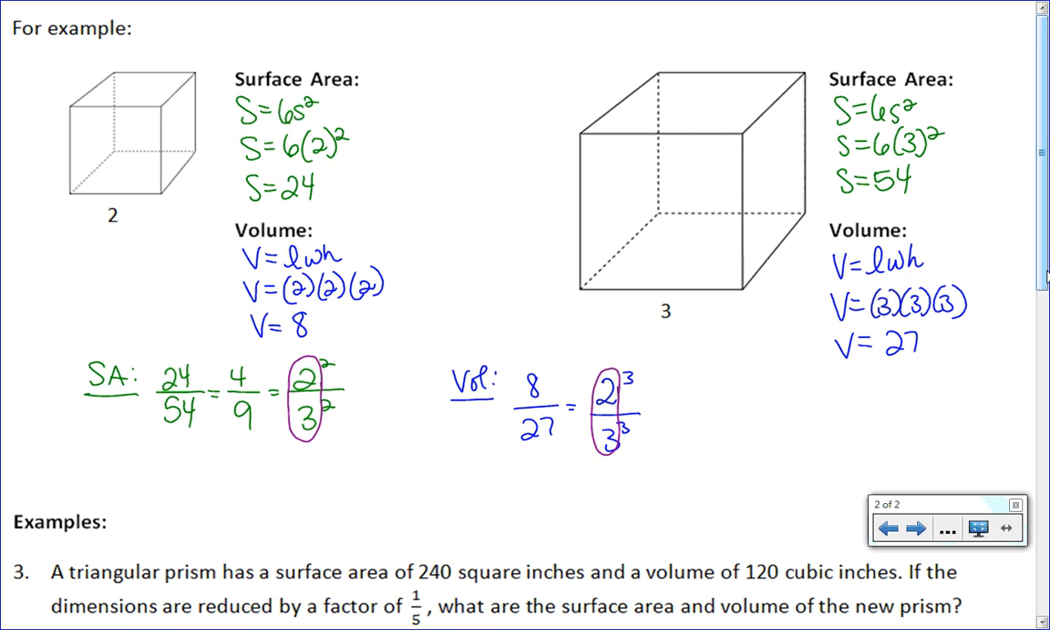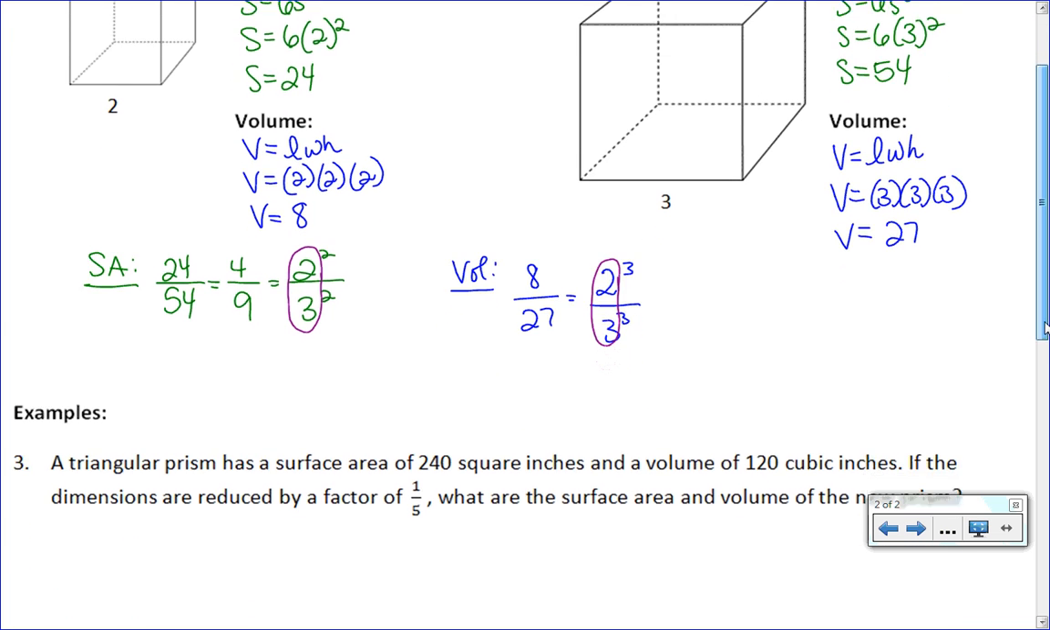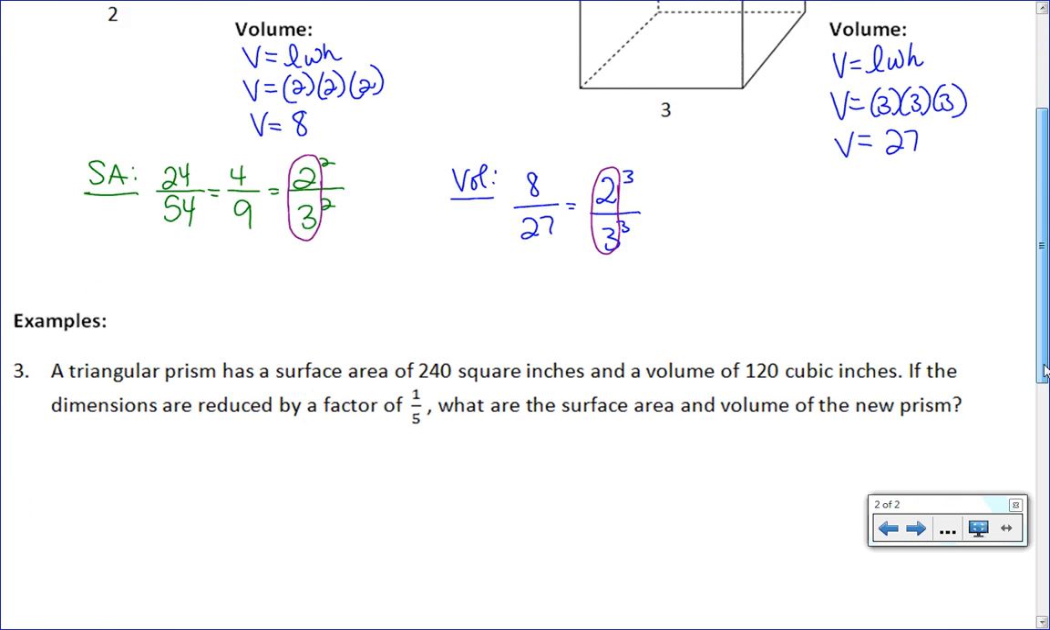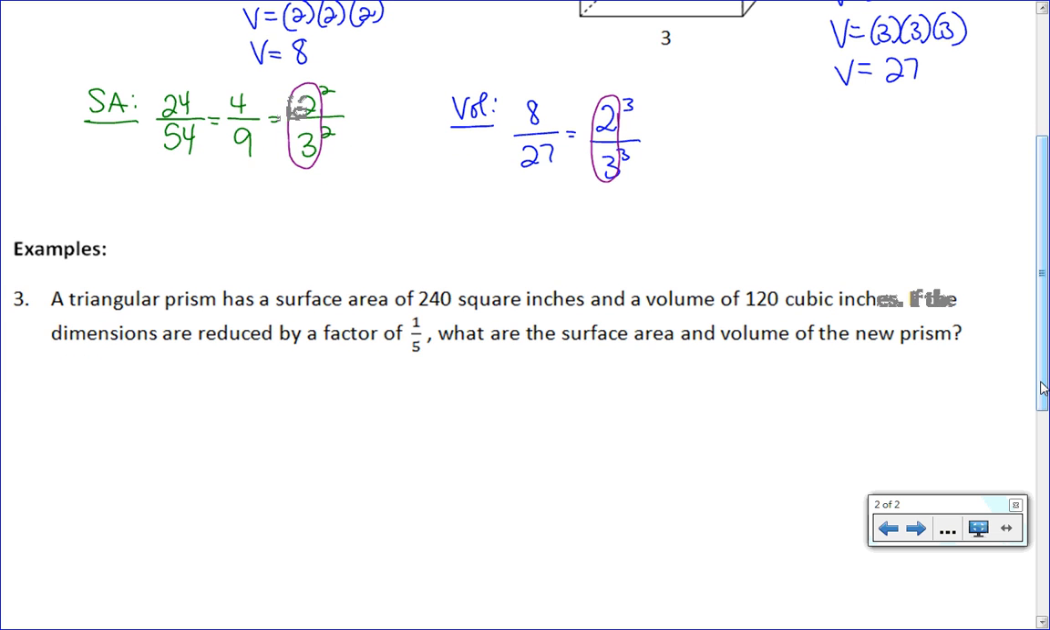Okay, so now what do we do with that to actually solve problems? Well, let's look at the first example, and this one will involve surface area and volume in one problem. Really, this is just 2 problems hidden in one, so normally you should only deal with one or the other in a single problem. But this one will touch on both of them.